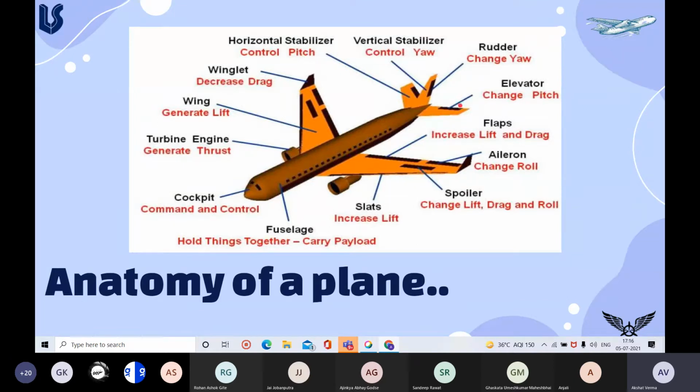It is this part which is located here, working similarly to the aileron, going upward and downward like so. And pitch is the rotation about this particular longitudinal axis of the aircraft.